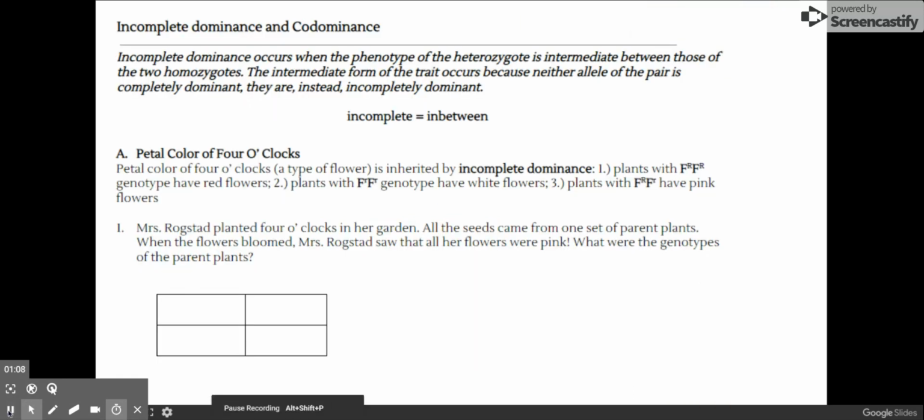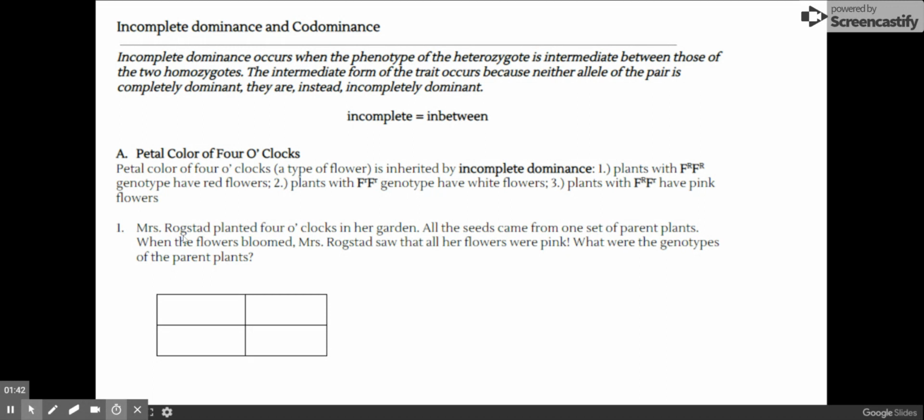Okay, so let's work through a couple of examples. I'll help you out on the first couple. So if you read through the information on the page here, we have 4 o'clock flowers, which we just talked about, where if they are homozygous for the red allele, they're going to come out red. If they are homozygous for the white allele, they'll come out white. But again, if it's a heterozygous or a hybrid genotype, then they're going to have that blend. They're going to have an intermediate phenotype, which would be pink.